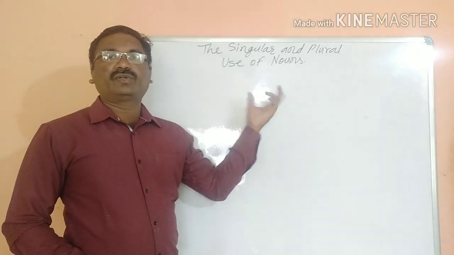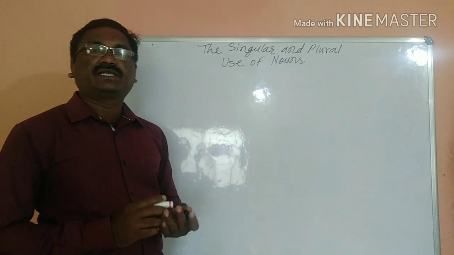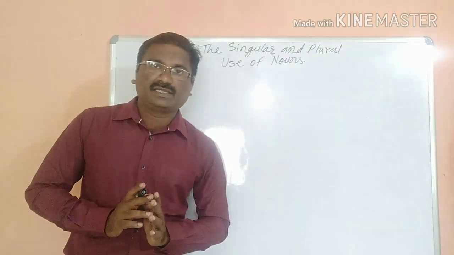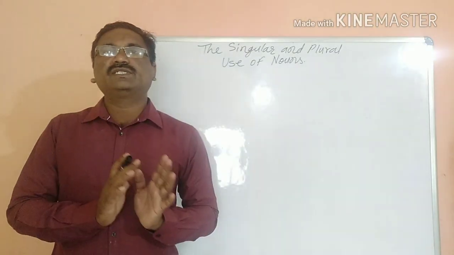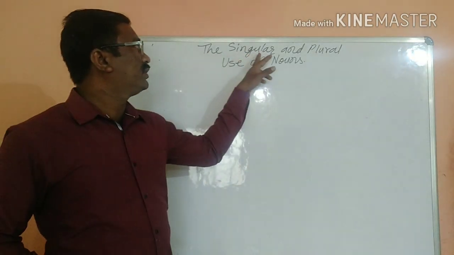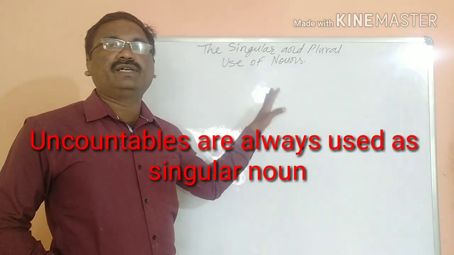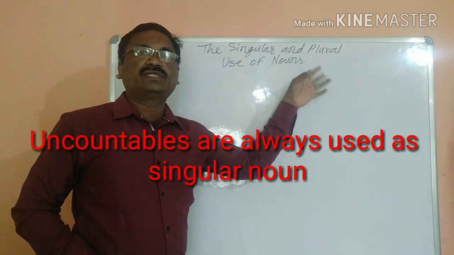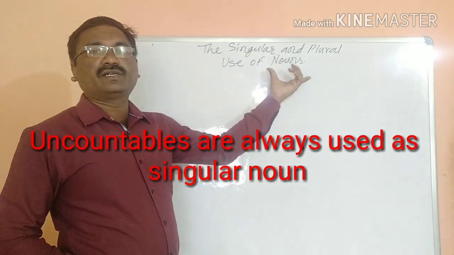I hope you have done the 4th exercise and continued this video. In 6th standard you have studied countable and uncountable nouns. So whichever uncountable nouns are there, we should always use them as singular. We are going to learn the singular and plural use of nouns here. With uncountable nouns we should always take a singular verb, and they are used as singular. You can't take the plural form of uncountable nouns.